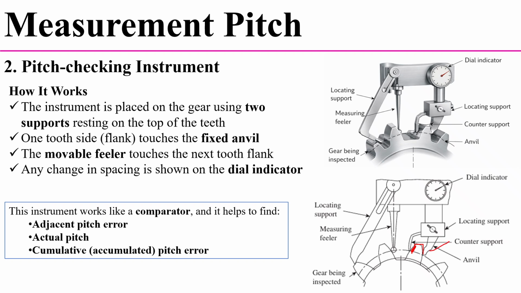After that, the movable feeler touches the next tooth flank. If there is any change in spacing, it is shown in the dial indicator. Like this we can measure the spacing between two adjacent teeth. This instrument works like a comparator and helps to find the adjacent pitch error, actual pitch and cumulative pitch error. So this is the measurement of the pitch of the gear by using the pitch measuring instrument and pitch checking instrument. Thank you.